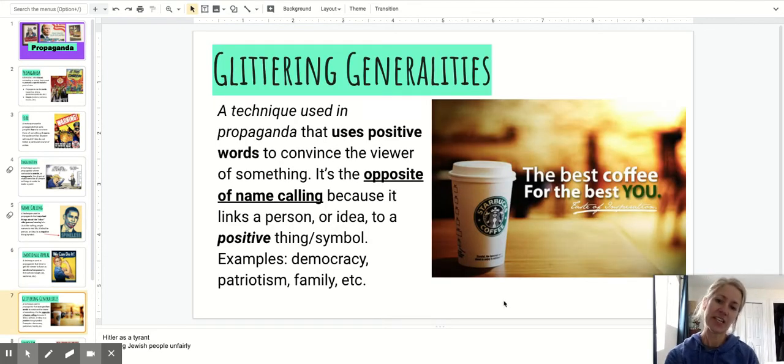Glittering generalities is used a lot with positive words, so it's the opposite of name calling, and it makes you feel really good about doing something. And this is used a lot in advertisement, where like here we have a cup of coffee, and it says the best coffee for the best you. So what it's doing is making a connection. When you drink this coffee, you are your best self, and you'll feel awesome, and you connect feeling good with drinking this coffee.